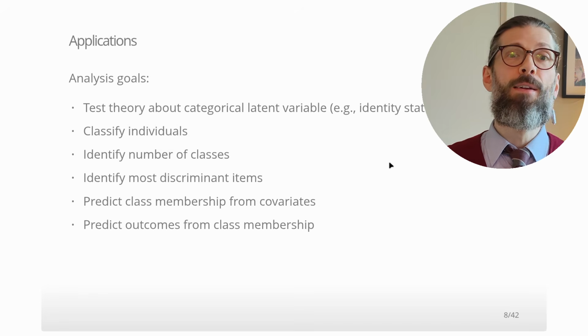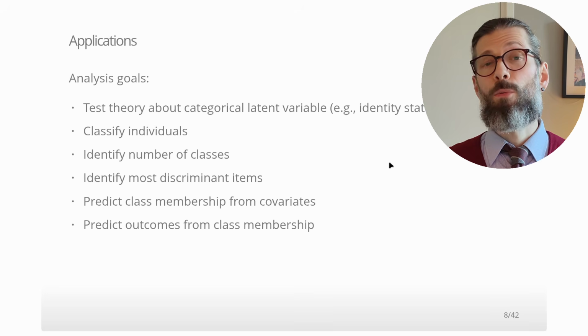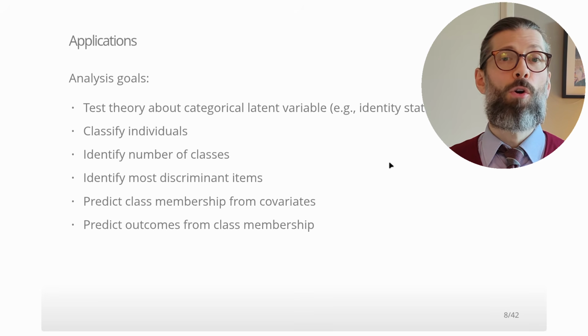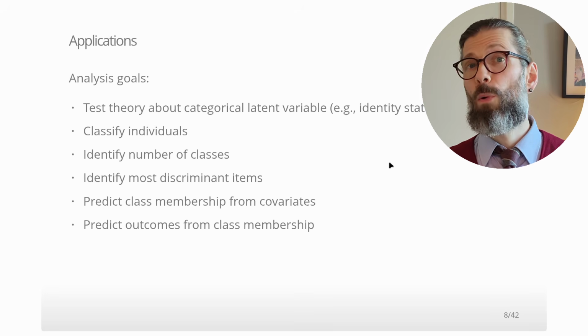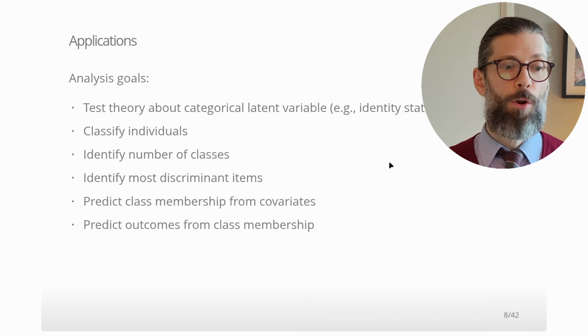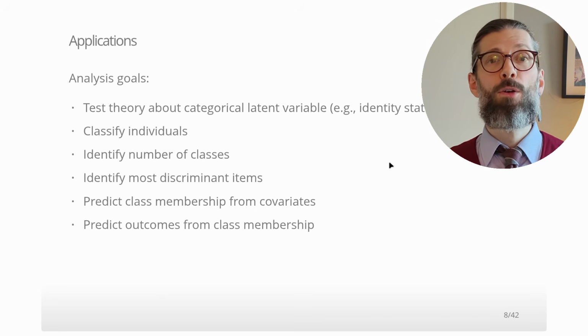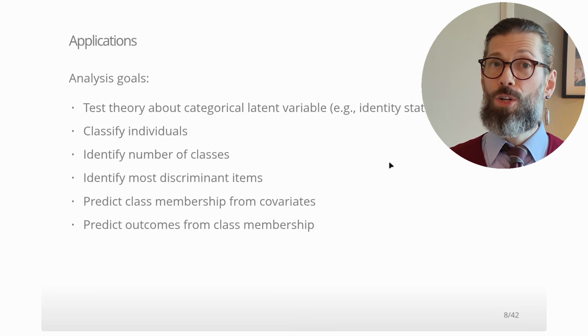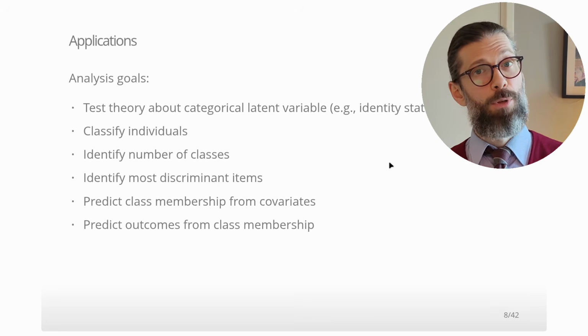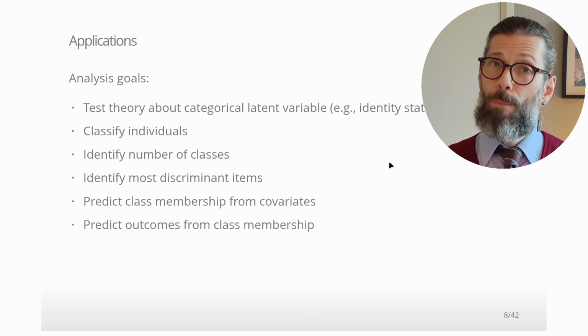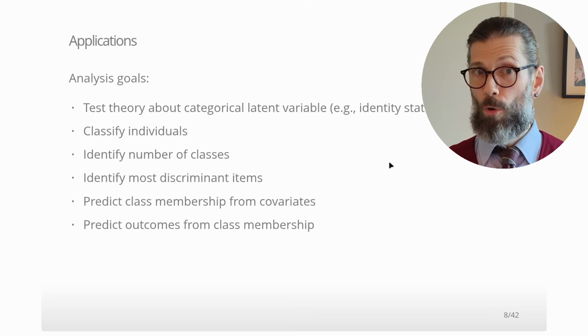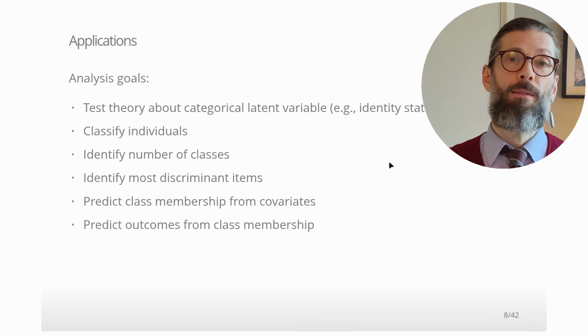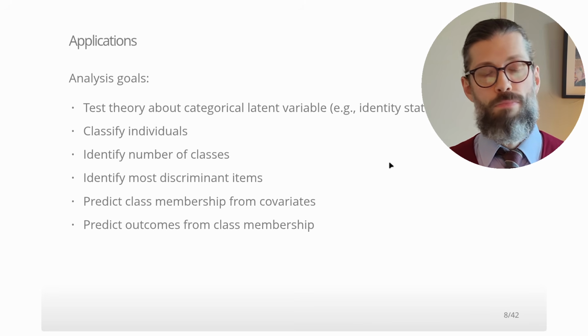When do we use latent class analysis? For example, because we want to test a theory about a categorical latent variable, or because we want to group individuals based on observed indicators, or because we want to know how many subpopulations exist in our sample, or because we want to know which items discriminate best between classes, or because we want to predict class membership from covariates, or because we want to predict outcomes from class membership.